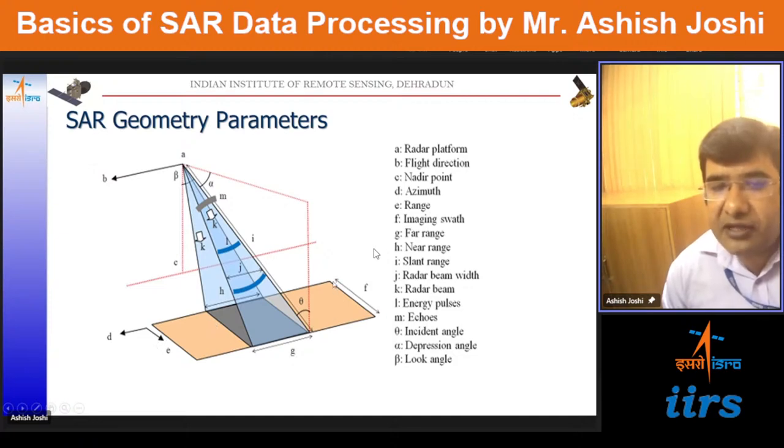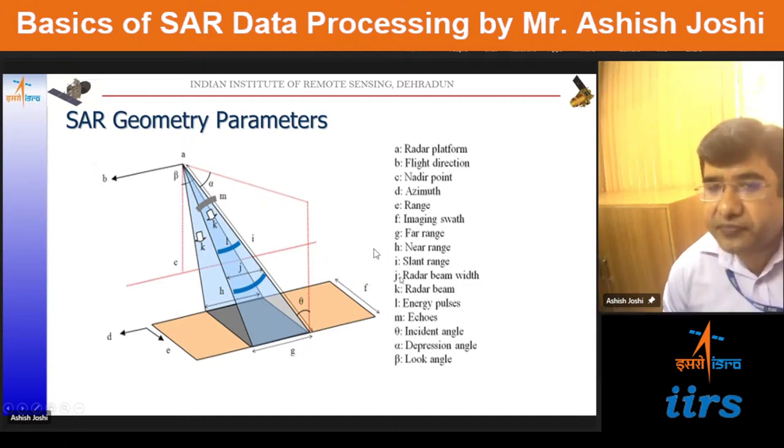And F is called the swath. If we measure this distance, the measured value is called the swath, and this direction is called the range direction. The first point, G, is called the far range, and H is the near point, which is called the near range. So this is the near range, and G is the far range.